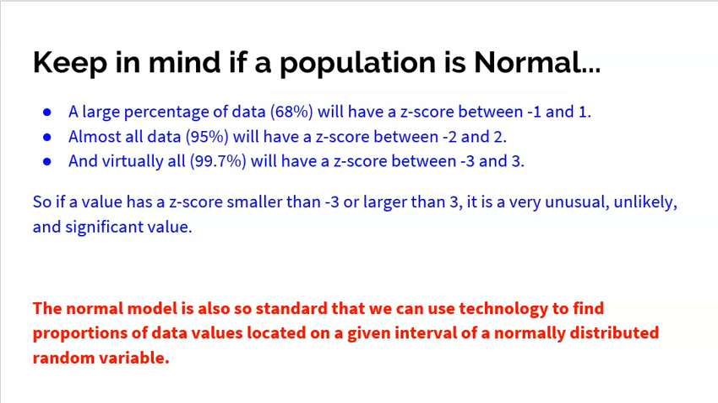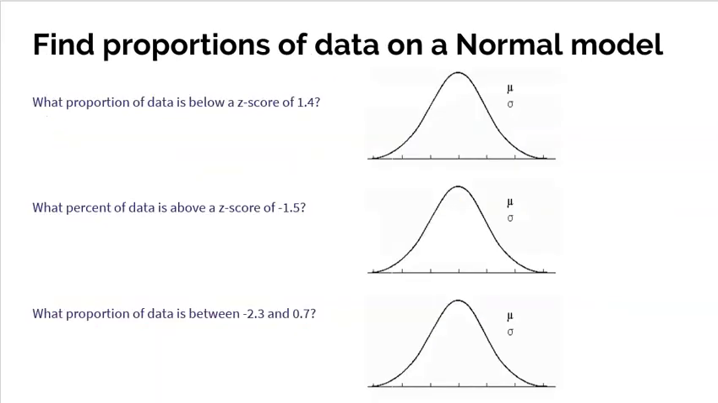So the last thing we left off with was this idea that the normal model is also so standard that we can use technology to find proportions of data values located on a given interval. Now, what the heck do I mean by that? Well, if you are normally distributed, we can answer questions like these. What proportion of data is below a z-score of 1.4? So remember z-scores, 1.4 would be somewhere right around here.